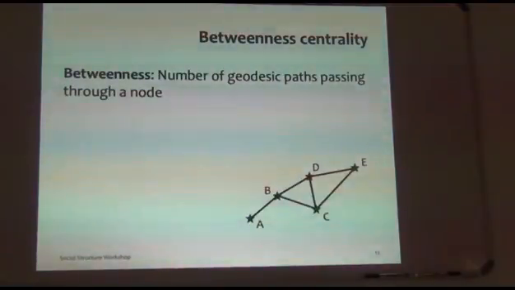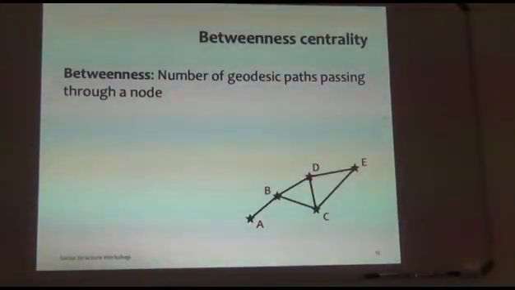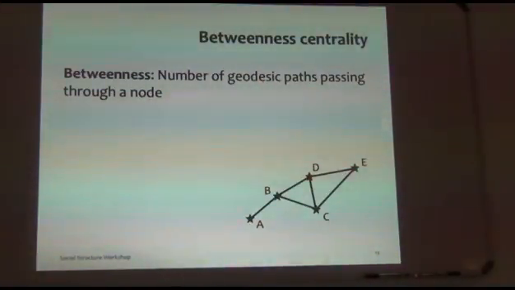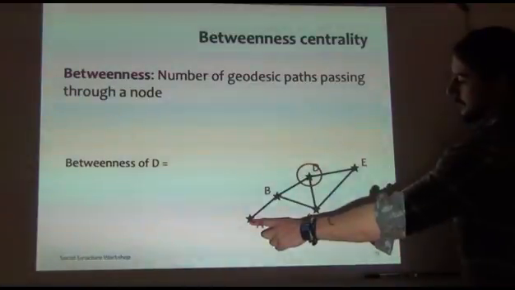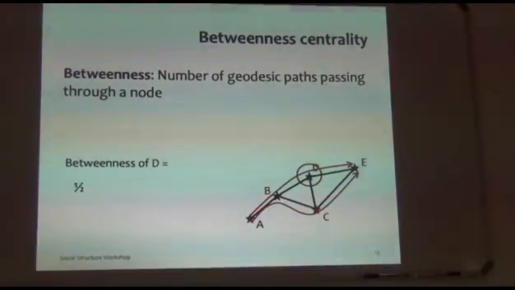Okay, just to illustrate how betweenness works, let's calculate it for this toy network over here. Just remember, a geodesic path is the same as the shortest path. So it's the number of them that pass through a node. So the betweenness of D, let's count how many shortest paths pass through this node.